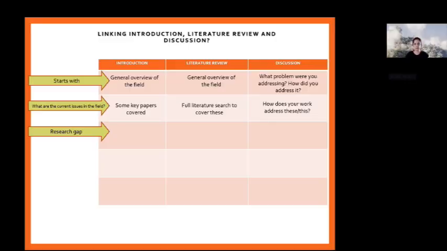Now, the important research gap. The introduction is where you're going to be talking about where your work fits into the field, because there's a gap, right? The lit review is going to go into a little bit more detail about the papers, the research that's out there, but there's a gap. All right, so what did you do in order to try and fill that gap? The discussion is going to go into a lot more detail, though.